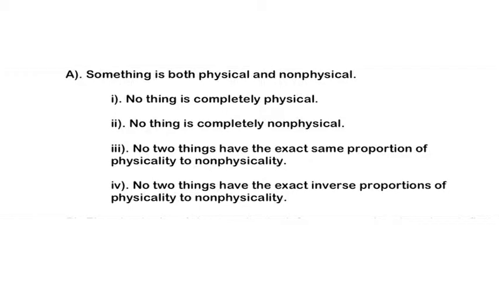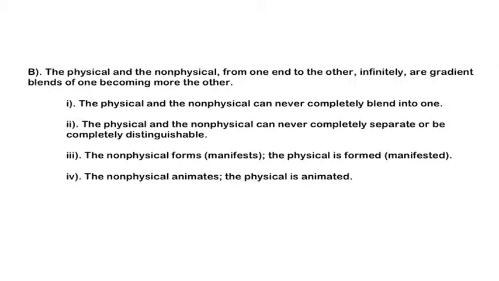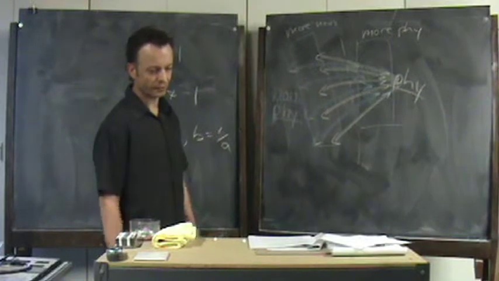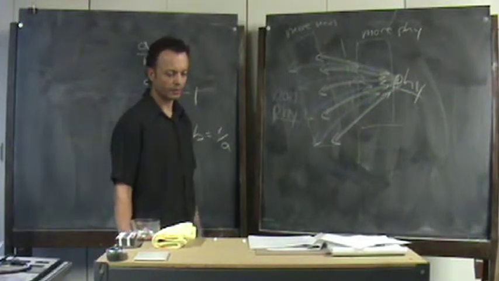Some things are more physical than others, some things are more non-physical than others. So all things in existence are composed of subsequent physical and non-physical properties, which are dual aspects of the same quality. Okay.